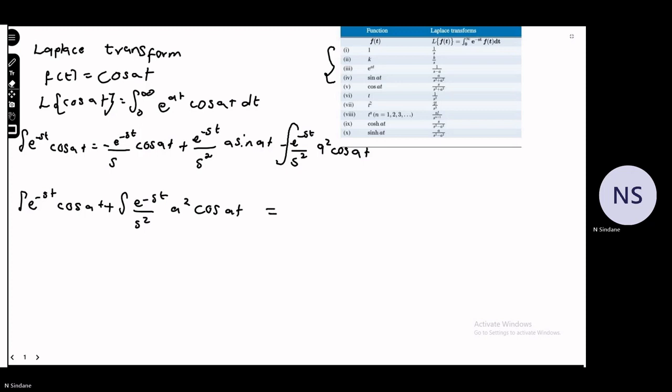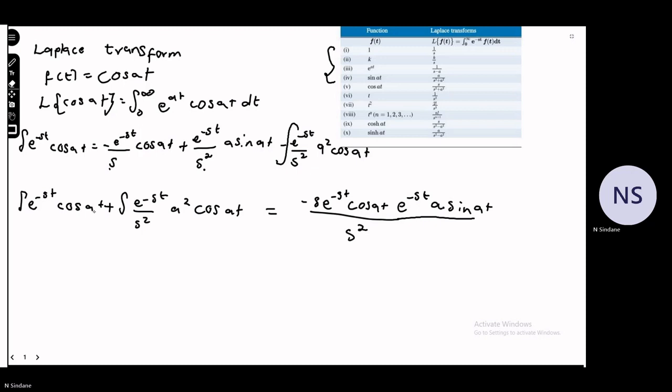Right, this is equal to, I can just simplify this using the LCM method. Then I can see that my lowest common multiple will be s squared. Then s into s squared leaves s, so we're going to have s multiplied by e to the power negative st cos of at, right? Then s squared into s squared goes once, and then 1 times e to the power minus st is going to be e to the power minus st. Then a multiplied by sine of at, right?